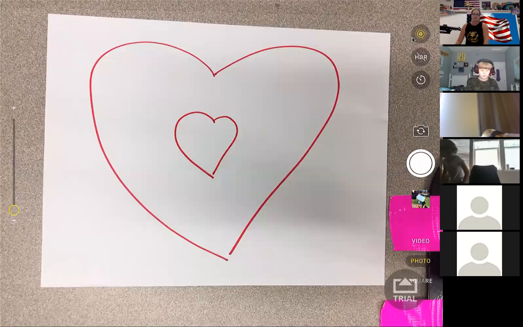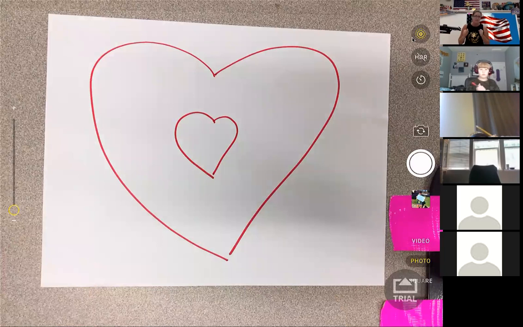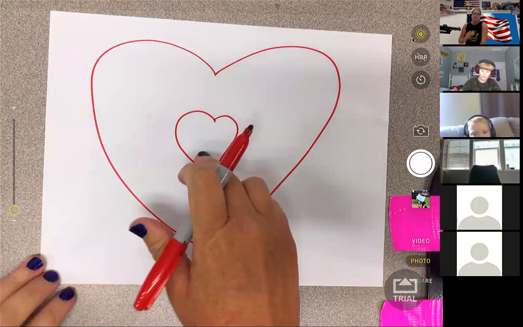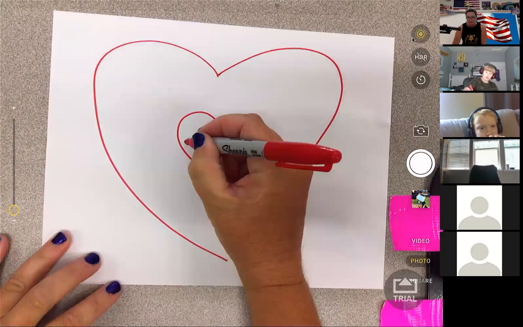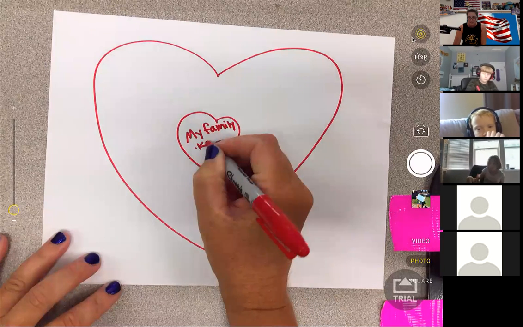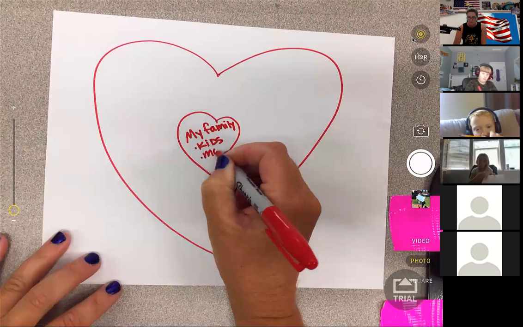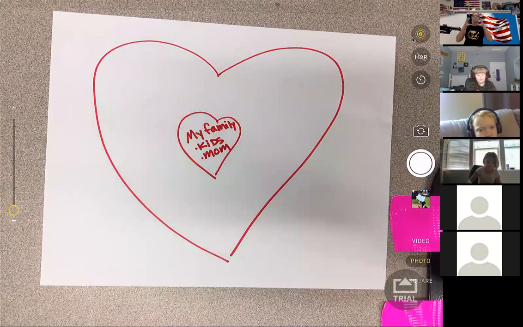Here's going to be the difference. The inside heart is the one most important thing to you in the world. Whatever you think is the most important thing in your life, in your world, that's what's going to go in the middle. So for me, and I'm going to just start mine as a sample, and then I'm going to let you go ahead and work on yours. For me, the most important thing in my world is my family. My family, which is my kids and my mom. Those are the most important things in my world. So the center of your heart is whatever the most important things in your world are, okay?